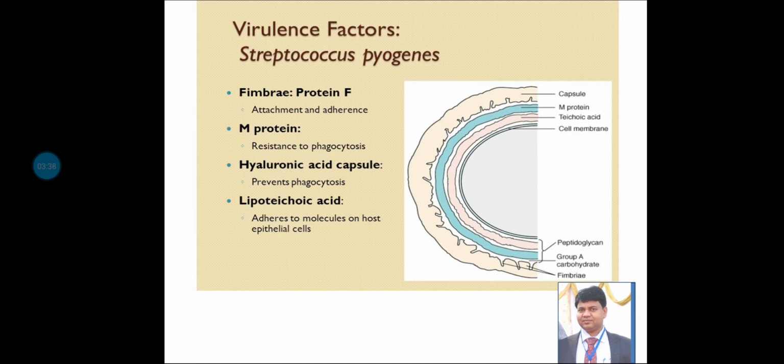If we see the virulence factors in the streptococci, the fimbria contain protein F, which basically helps in the attachment and adherence of the bacteria to the host cell. The M protein resists phagocytosis. The hyaluronic acid present in the capsule also prevents phagocytosis. And lipoteichoic acid basically causes the adhesion of the molecule to the host epithelial cells.